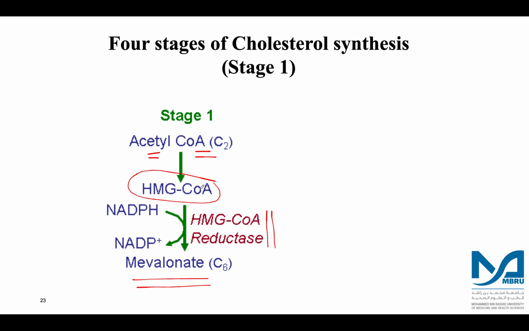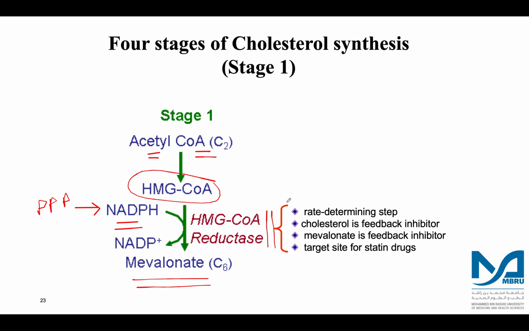And in the process, because it's a reduction reaction, we require a proton, and that proton is donated by NADPH. This NADPH, of course, is coming from the pentose phosphate pathway, which we have talked about, and that tells you how pentose phosphate pathway helps in the synthesis of fatty acids, which we'll talk about, but also cholesterol. And the process is catalyzed by the enzyme HMG coenzyme A reductase. And this HMG coenzyme A reductase is the rate determining step or the rate limiting step in the process of cholesterol biosynthesis.